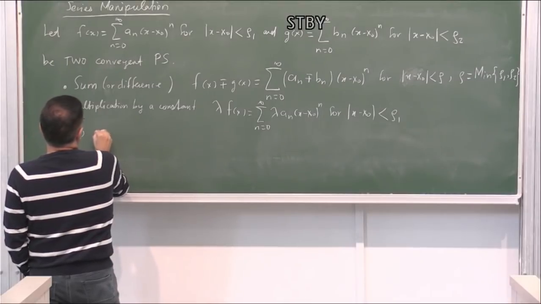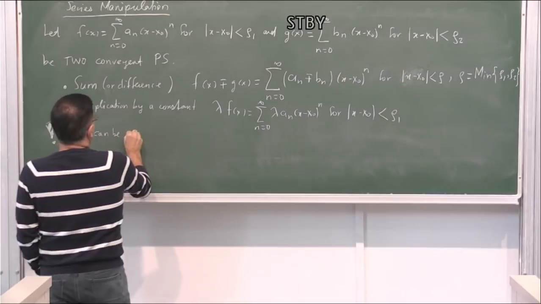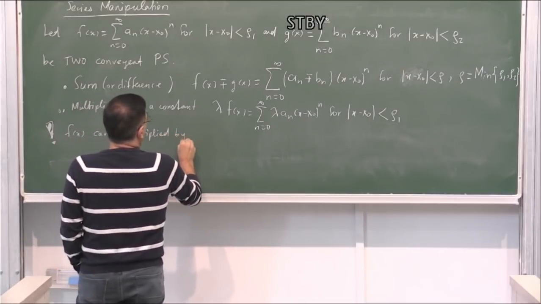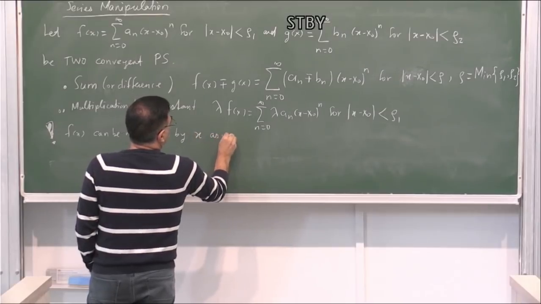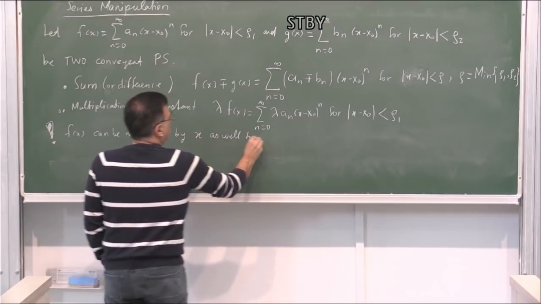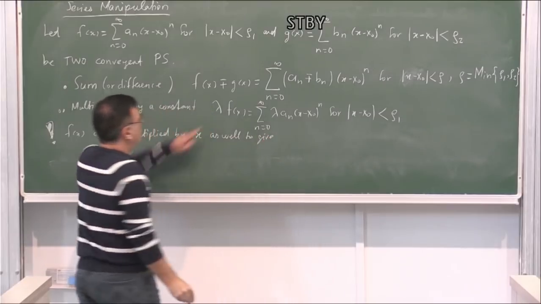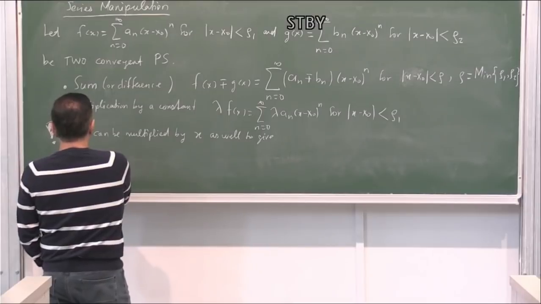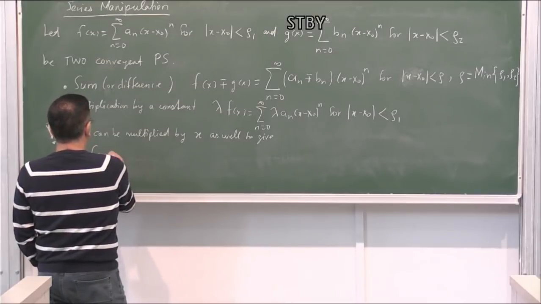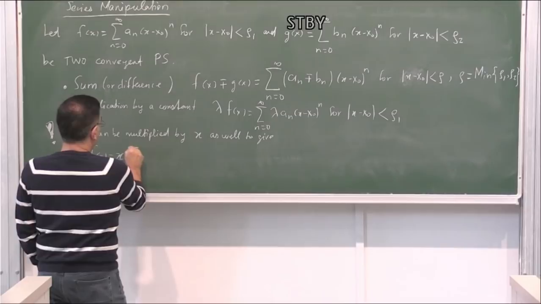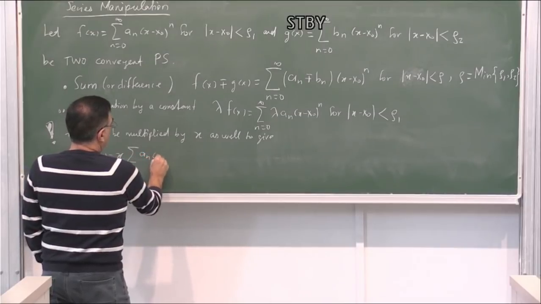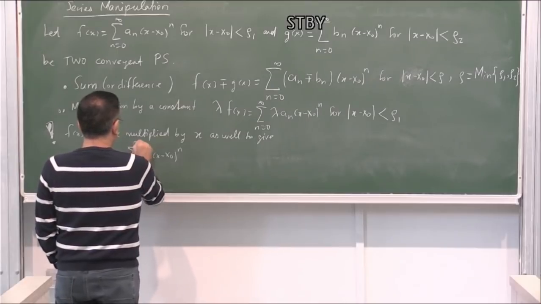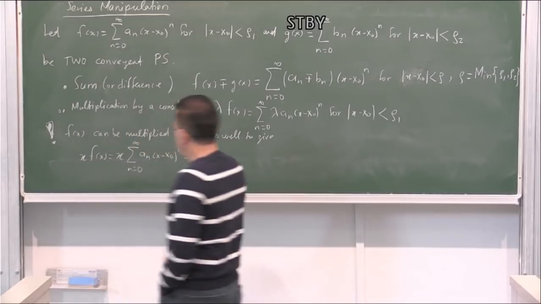f of x can be multiplied by x as well, to give, look, now x is not a constant, to give this x f of x. So we have x times this one, x minus x0 to power n. So a little bit of care.